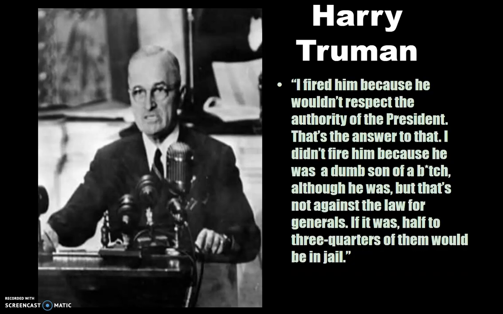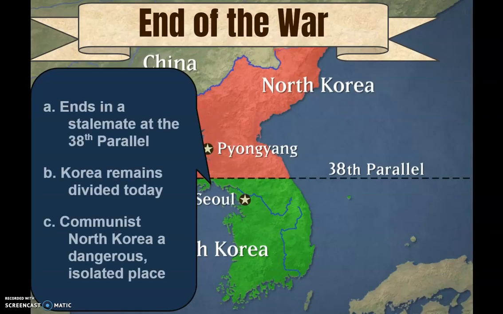Here it is. I fired him because he wouldn't respect the authority of the president. That's the answer to that. I didn't fire him because he's a dumb son of a... Although he was. But that's not against the law for generals. If it was, a half to three-quarters of them would be in jail. Dang, Harry Truman! So he is fired up. He says, you can't go behind the president's back. You can't go over my head. You can't try to turn people against me. And he fires Douglas MacArthur.